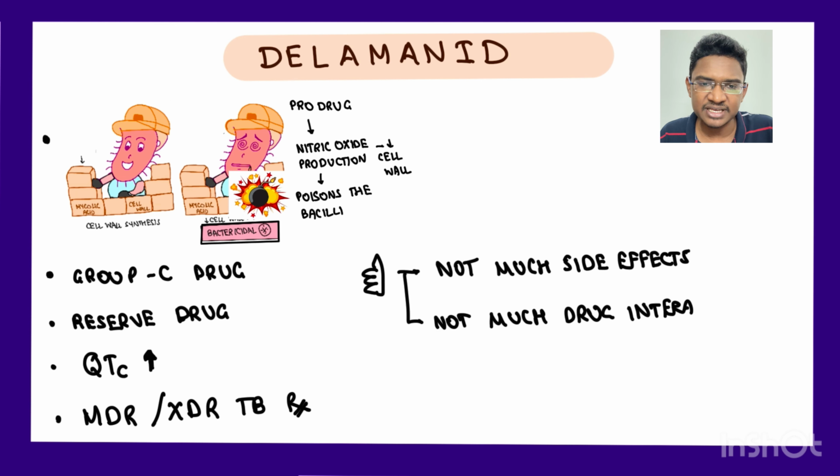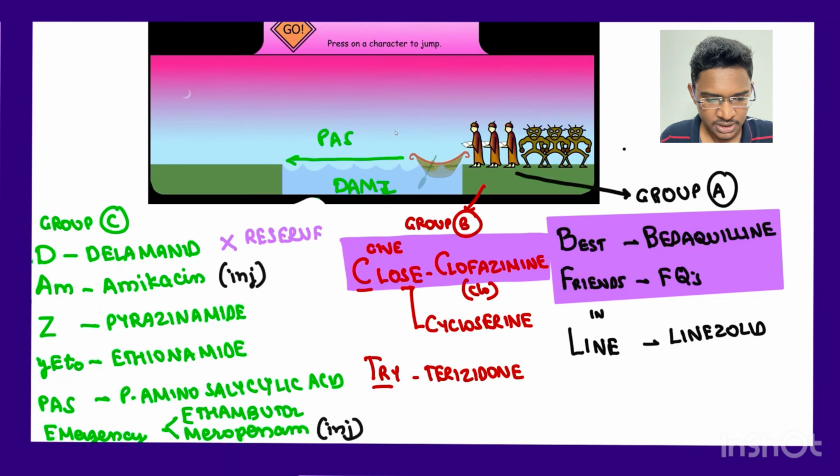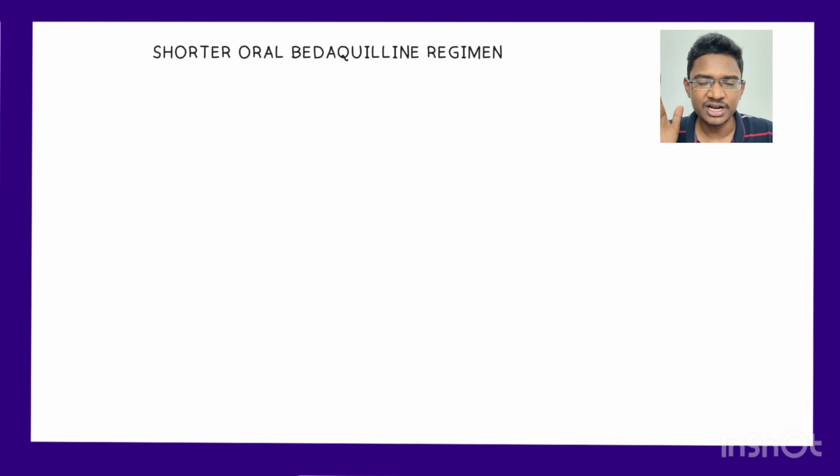Next is, the best part of delamanid is it has very few drug interactions. Okay, very few side effects also. It has a minimal QT prolongation, but not that much compared with bedaquiline. Okay, yeah. So now let's see this shorter oral bedaquiline regimen.